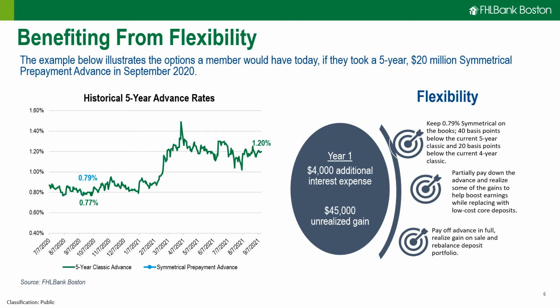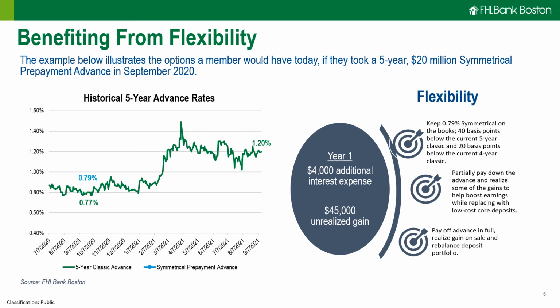And so you can see on the chart on the left side here, the classic advance is priced at 77 basis points in September, and the symmetrical is priced at 79 basis points. So we talked about that 2 basis point premium for the symmetrical over the classic. And that may seem like a lot at the time, but fast forward to today, the 5-year is at 120. And so what does that mean for your symmetrical?